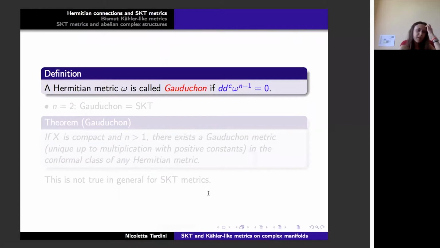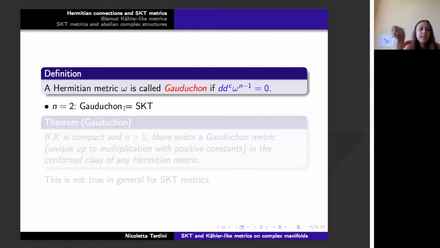First, let me recall this definition that is due to Gauduchon. An Hermitian metric is called Gauduchon, or also standard, if you take not just omega, but the wedge product of omega with itself n-1 times, and this is ddc closed. So if we are in dimension 2, on a complex surface, we are just saying that omega is ddc closed, so Gauduchon metrics coincide exactly with SKT metrics.